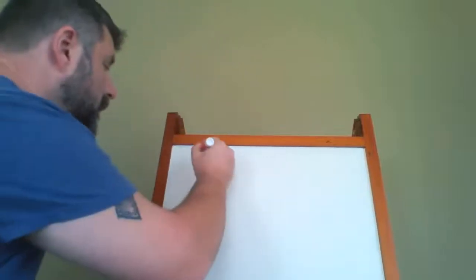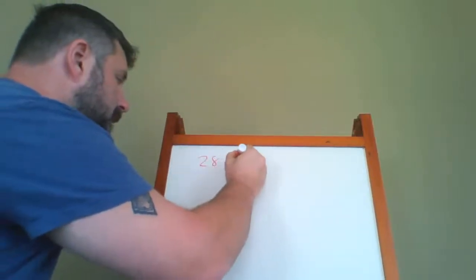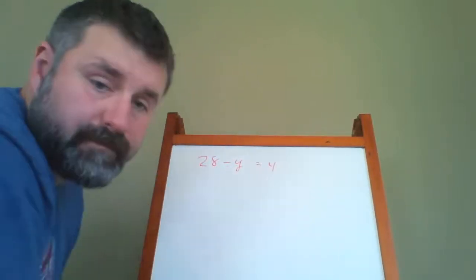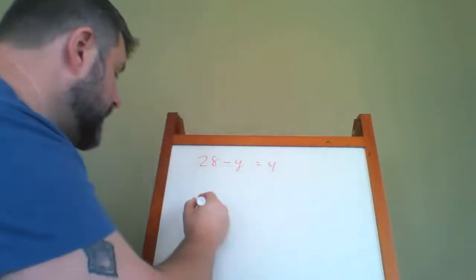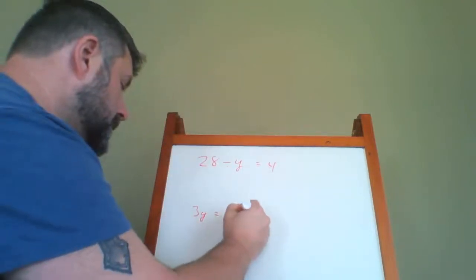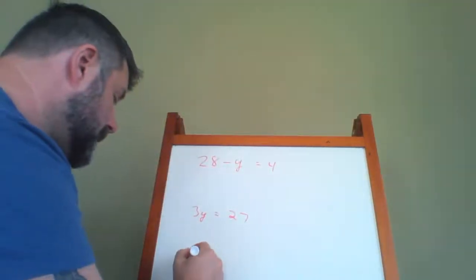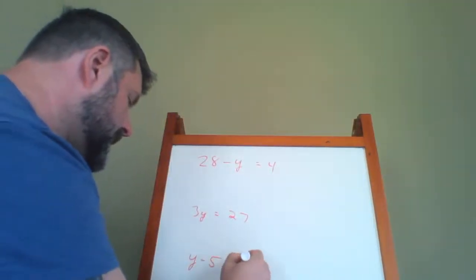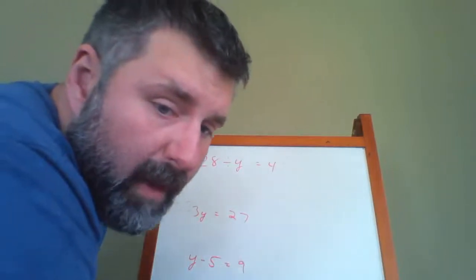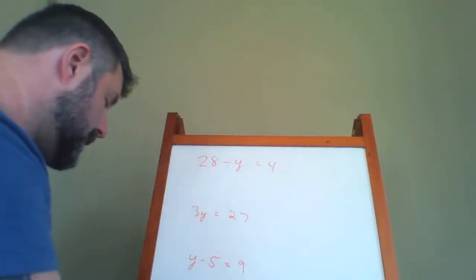28 divided by y is 4. And 3y equals 27. And y minus 5 is 9. And y plus 6 equals 10.